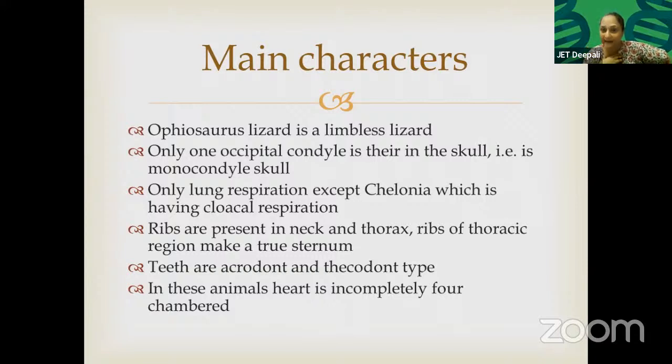Ribs are present in neck. They are having ribs in neck also. We are not having neck ribs. We are having only thorax ribs. Ribs of thoracic region makes true sternum. They are having true sternum. Teeth are acrodont and thecodont type.